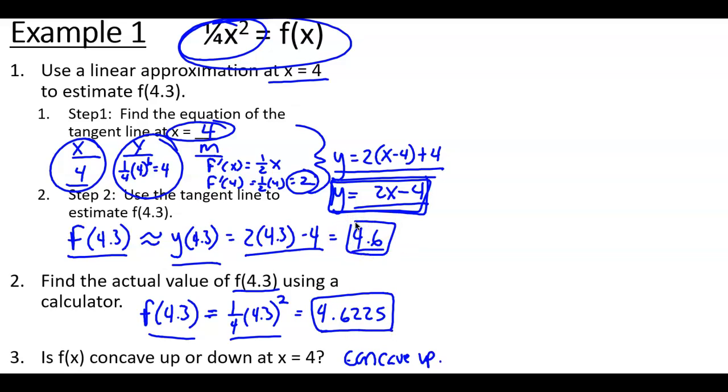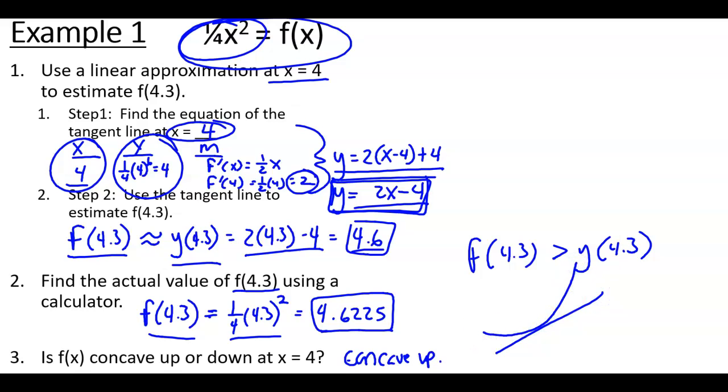So when the actual value is greater than the estimated value, that means that your function is above the tangent line. And when your function's above a tangent line, that would mean that your graph would have to be concave up.